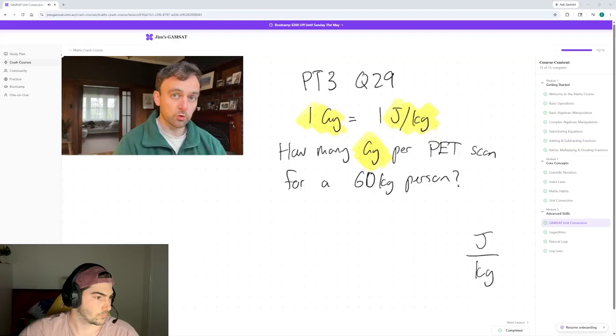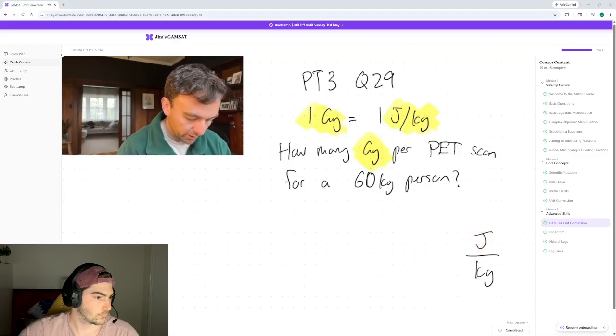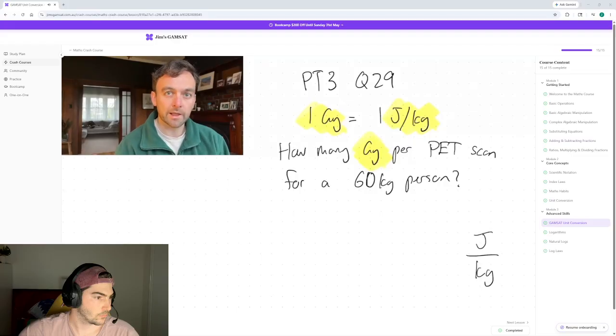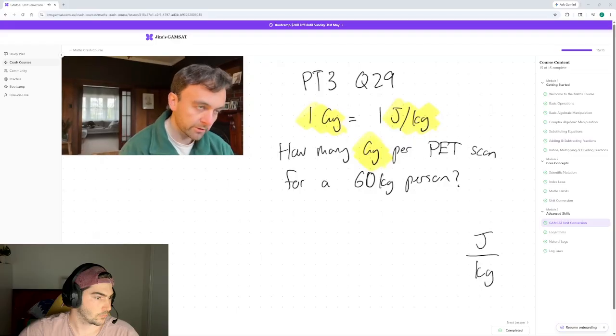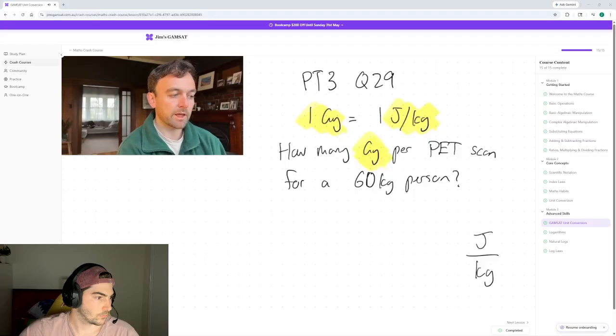So I know that I need joules in the numerator, right? Because that's where it is. So why don't I just start with one of these units? And it tells me that one annihilation is approximately 10 to the negative 13 joules. So this is how I want you to start thinking: how could I interpret that information as a unit?